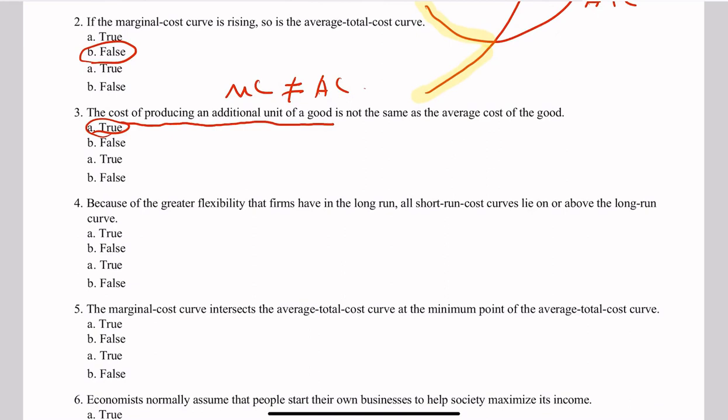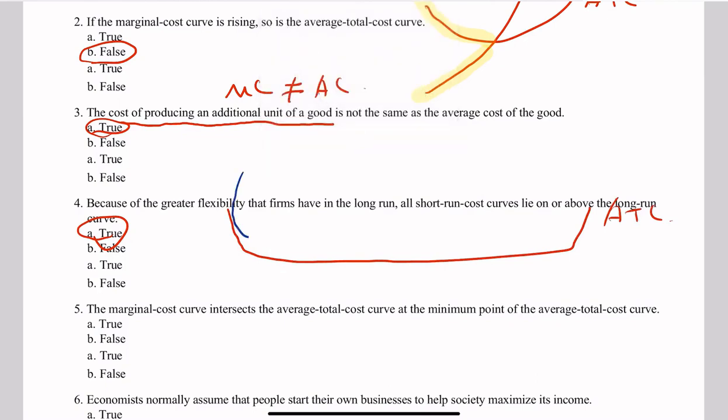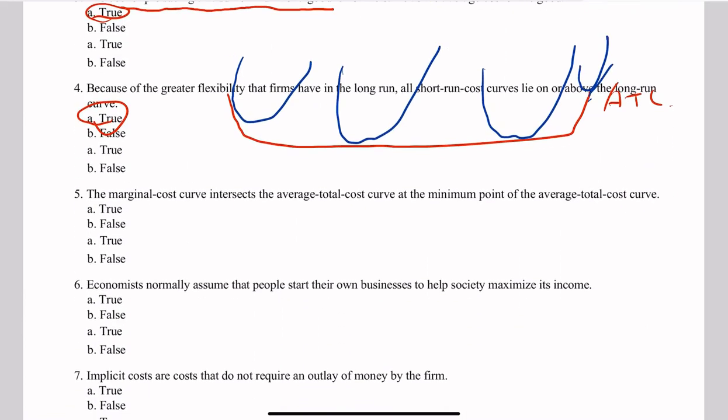Because of the larger flexibility that firms have in the long run, all short-run cost curves lie on or above the long-run curve. Well, this is true, right? Because we learned this is the long-run ATC curve, and then the short-run curve would look like this, right? It will always lie on this ATC curve.